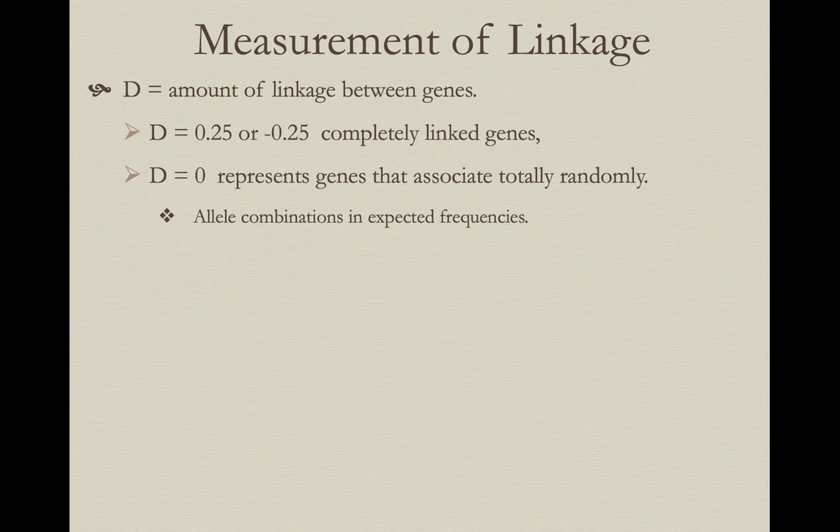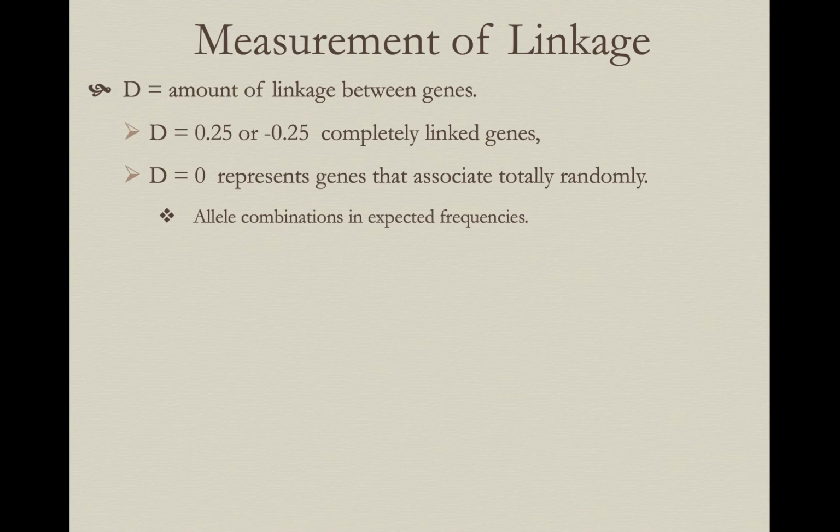So we're talking about the potential for linkage to change through time from generation to generation. How quickly does that occur? We're going to do just a little bit of math on this, and I'm going to give you a formula. D is a quantification of the amount of linkage between gene loci, and it can range from a positive 0.25 to a negative 0.25 when we have completely linked genes on either extreme. And we'll talk about these a little bit. It'll make a little more sense when I show you a figure here in a minute.